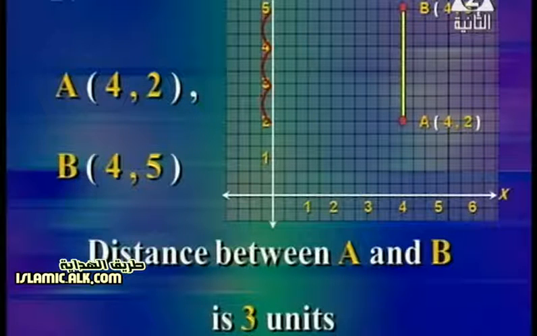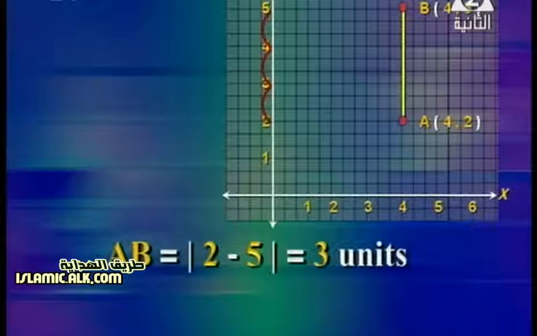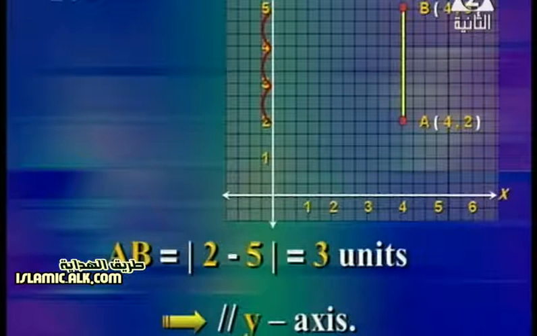And in this case, we can say that AB equals absolute 2 minus 5 to obtain a result as 3 units. In the previous example, you subtracted the x coordinates. In this example, you subtracted y coordinates. The previous one, the x coordinates, was parallel to the x-axis. So when you subtract the y coordinates, this means that this line will be parallel to the y-axis.